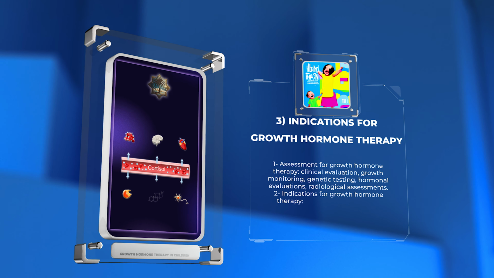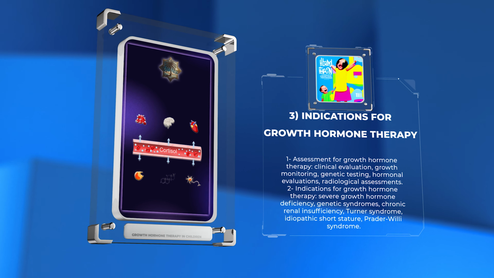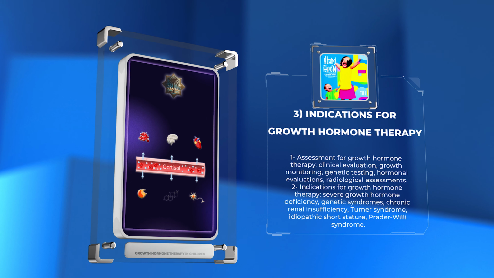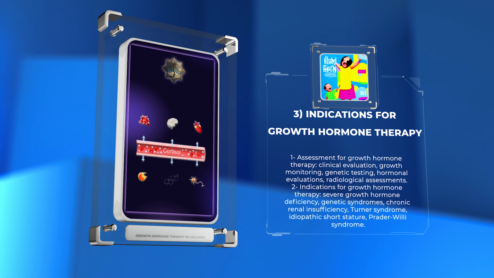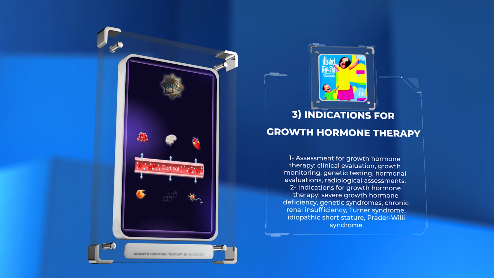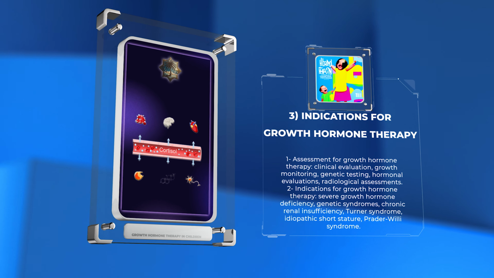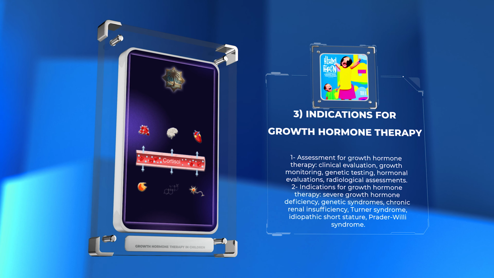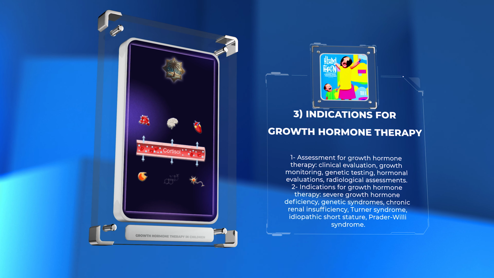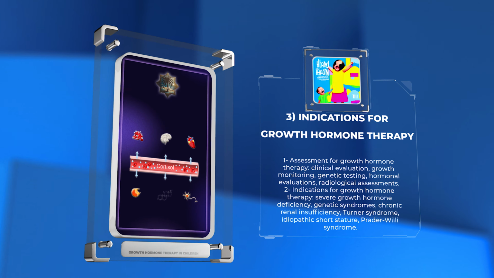Determining the need for growth hormone therapy involves a comprehensive assessment, including clinical evaluation, growth monitoring, genetic testing, hormonal evaluations, and radiological assessments. Indications for growth hormone therapy may include severe growth hormone deficiency, certain genetic syndromes associated with growth failure, chronic renal insufficiency, Turner syndrome, idiopathic short stature, and Prader-Willi syndrome. The decision to initiate growth hormone therapy should also consider the potential benefits and risks, patient's age, bone age, growth potential, and overall treatment goals.